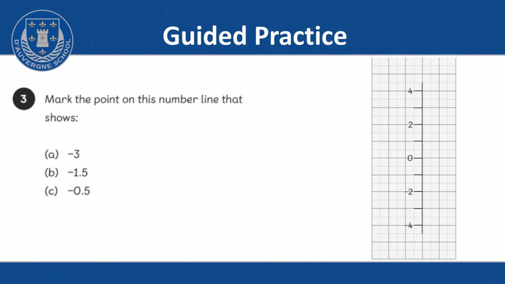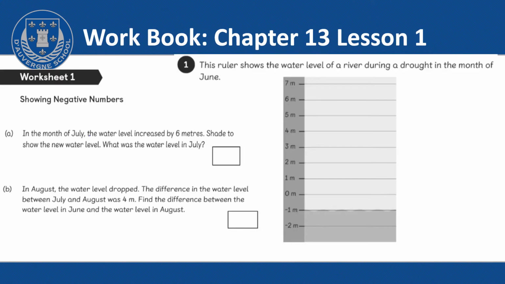So again, we're going to be marking that on the faint line below the 0 and before the unmarked interval 1 will be our minus 0.5. Well done, you're doing brilliantly.